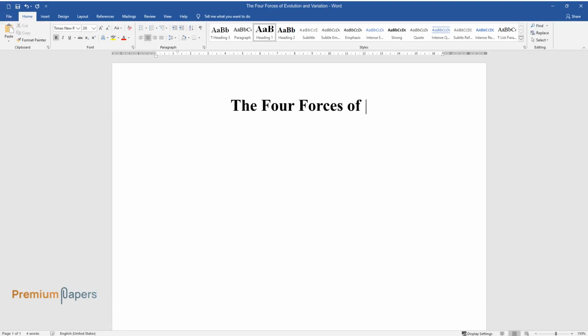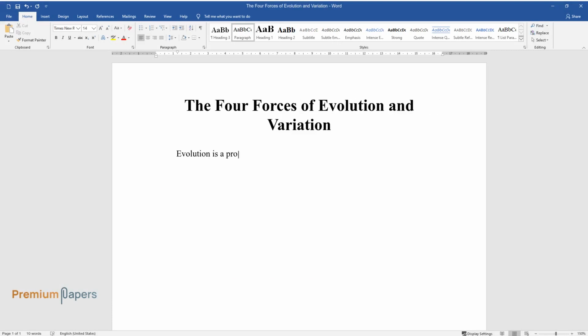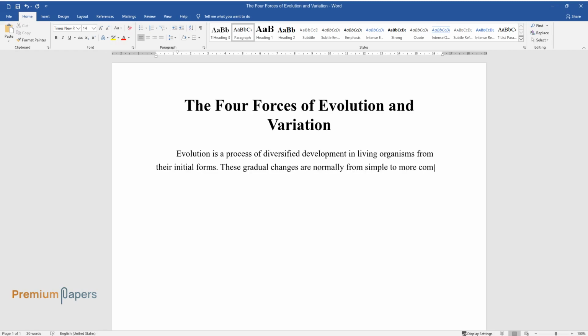The four forces of evolution and variation. Evolution is a process of diversified development in living organisms from their initial forms. These gradual changes are normally from simple to more complex forms. Based on evolutionary theory, all organisms are said to have come from a common ancestor.